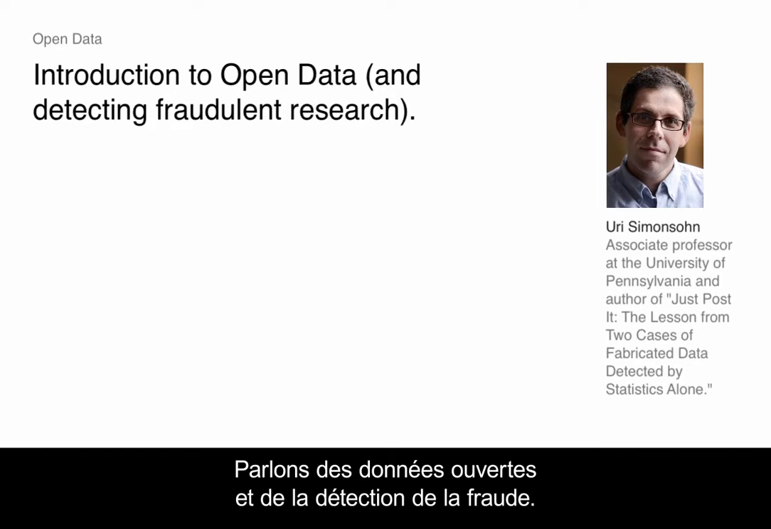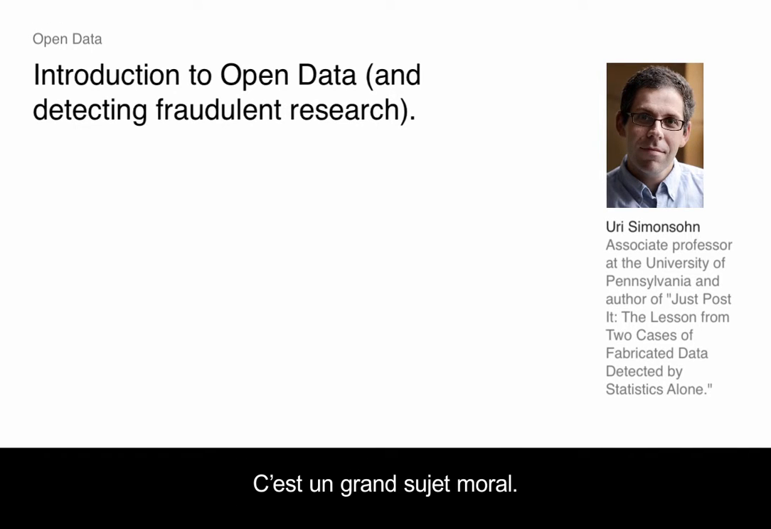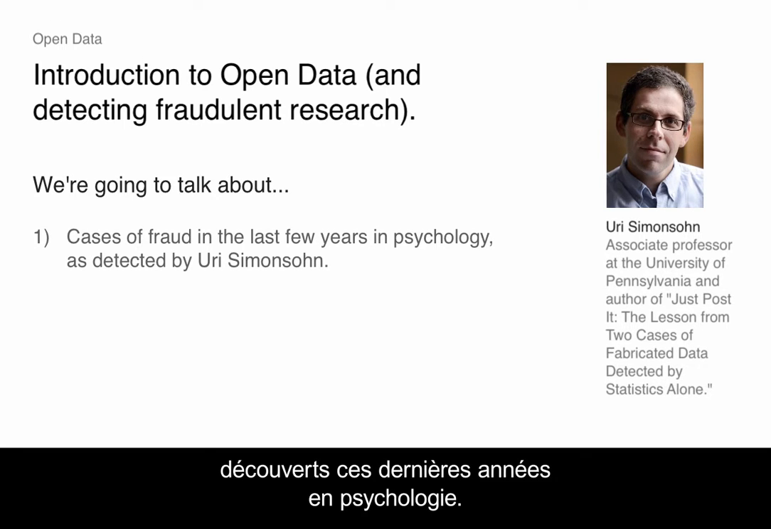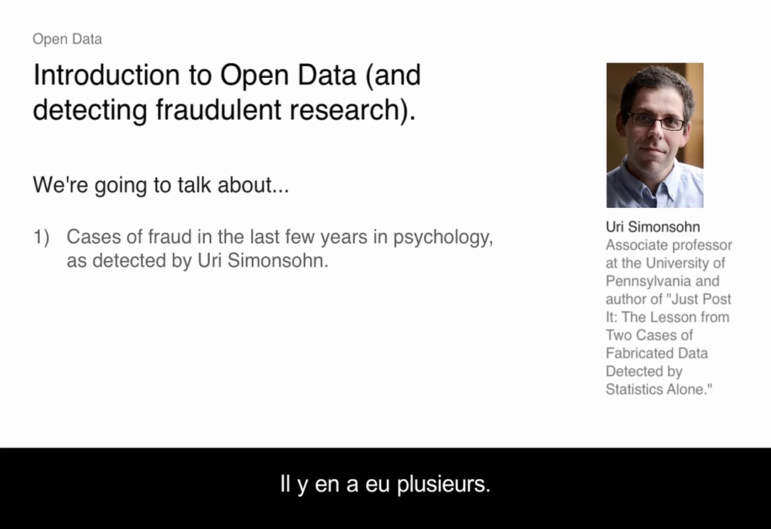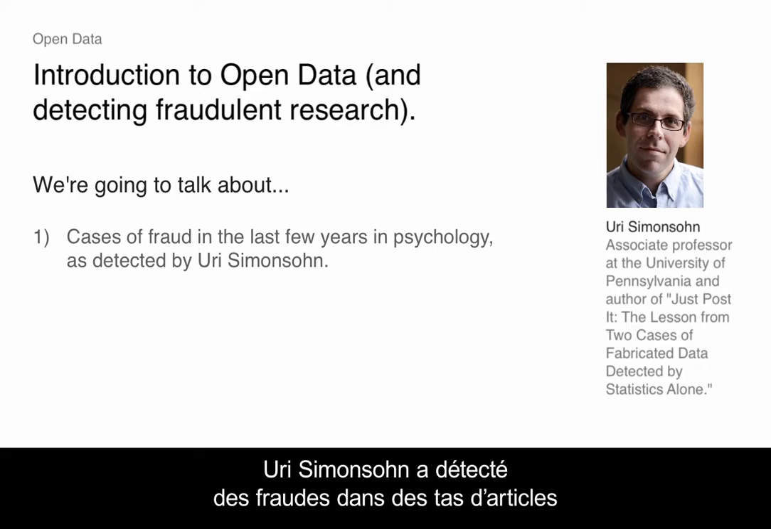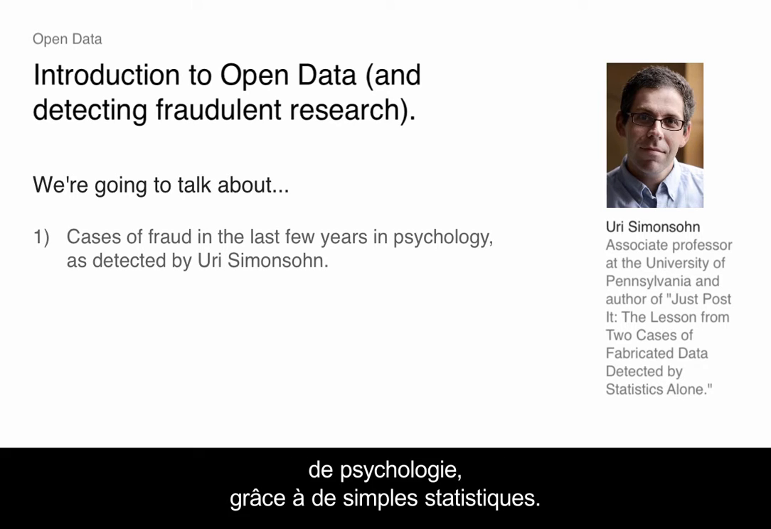Let's talk about open data and detecting fraudulent research. This is like a real morality tale. We're going to talk about these cases of fraud just discovered in the last few years in psychology. There's been a bunch of them. In lecture 1, we talked about some of them, but basically Simonsohn detected fraud in just bunches of papers in psychology using pretty simple statistics.